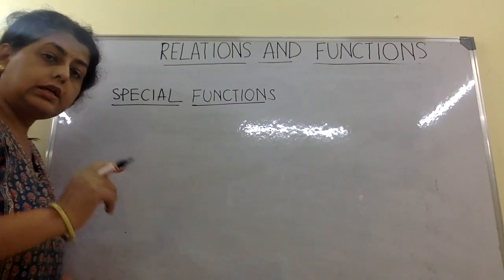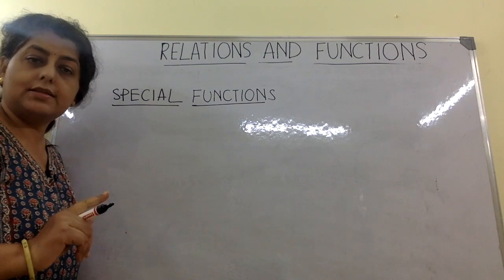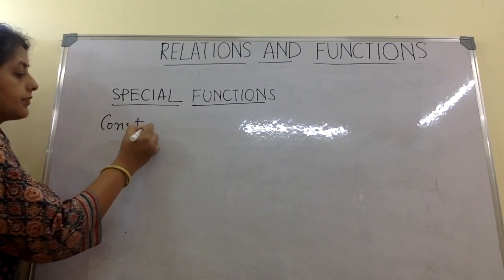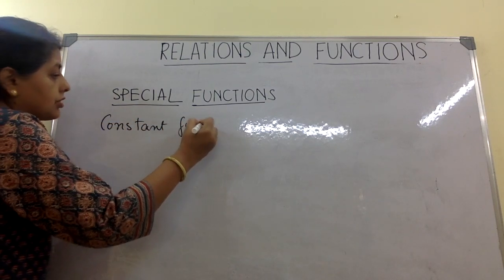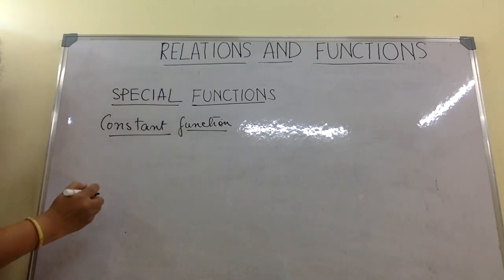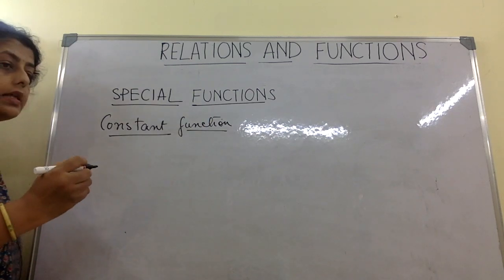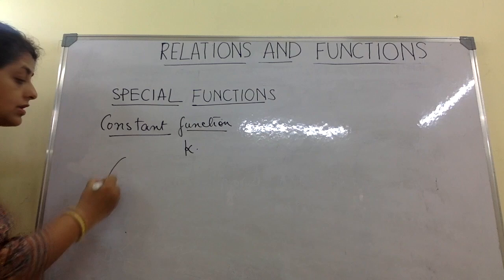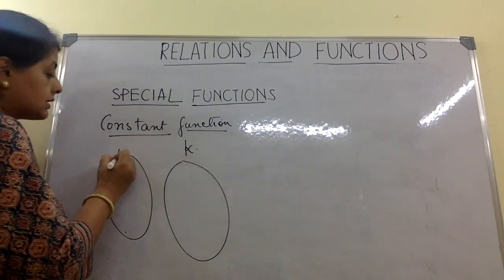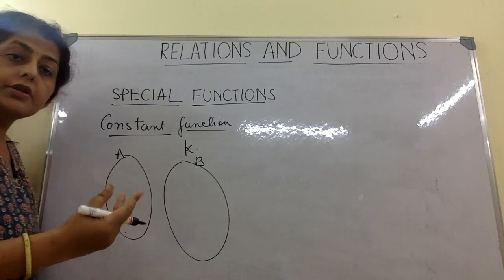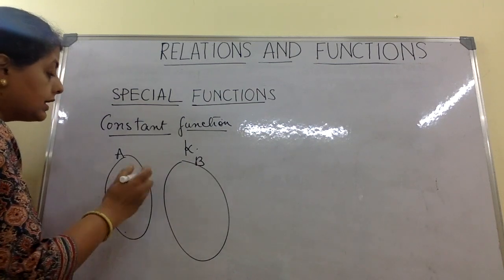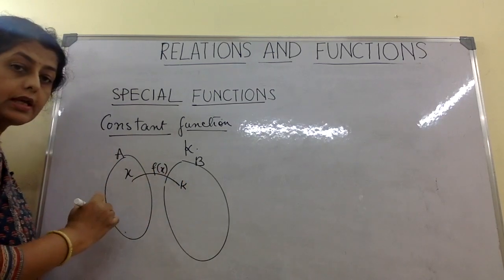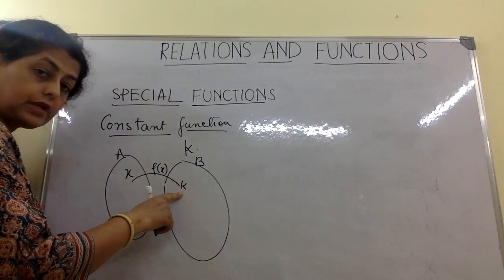The first type of special function is a constant function. Now what is a constant function? It simply means that there can be a constant k. Suppose here is set A and here is set B, and I have a real valued function from A to B. Then here is x and f(x) is always equal to k. Now f(x) is a constant value, this is not a variable.